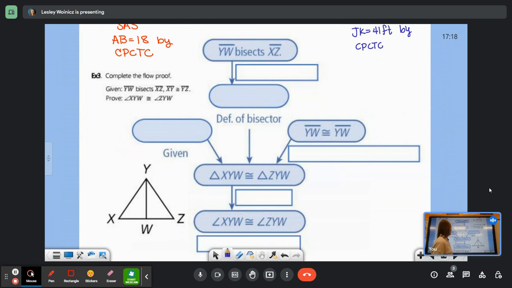All right, so now we're going to do some actual proofs. So here we have one to complete. It's a flow proof. They told us that YW bisects XZ. I see that here at the very tippy top, so I'm just going to write in given for that one.